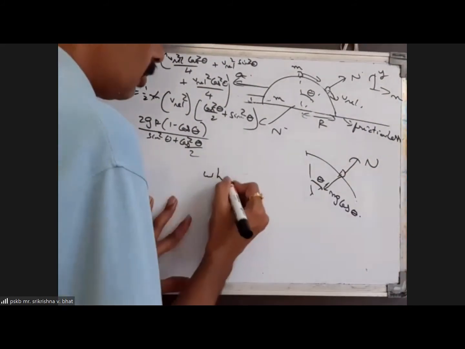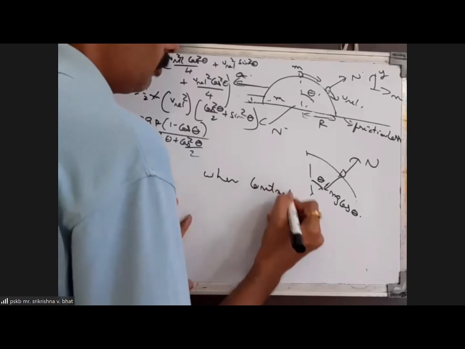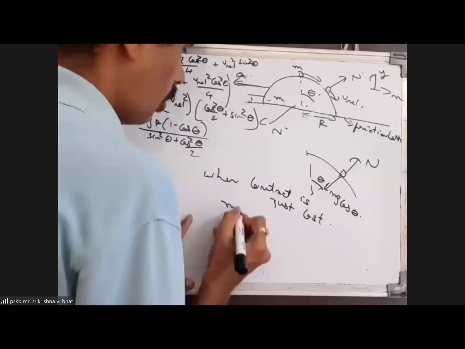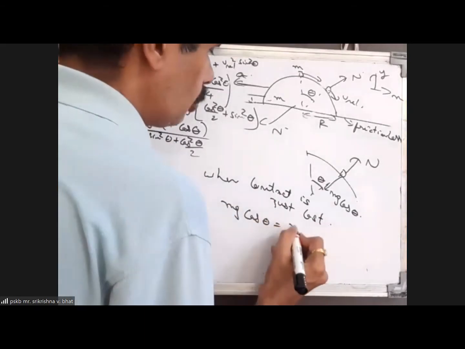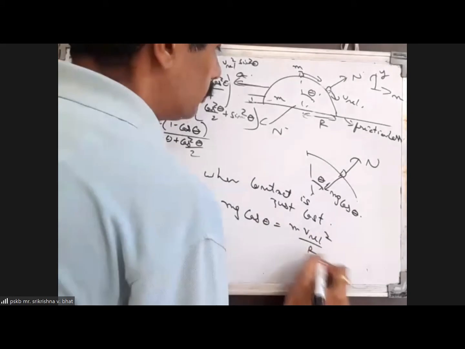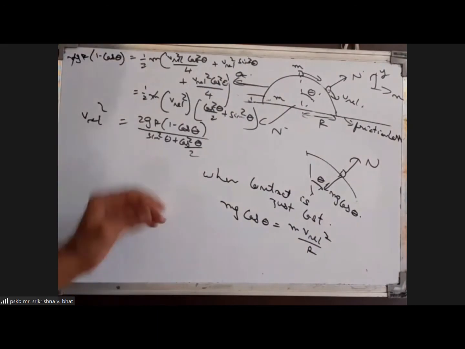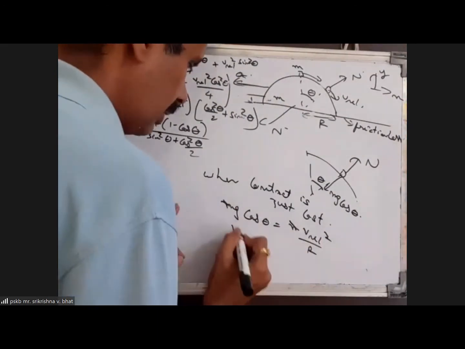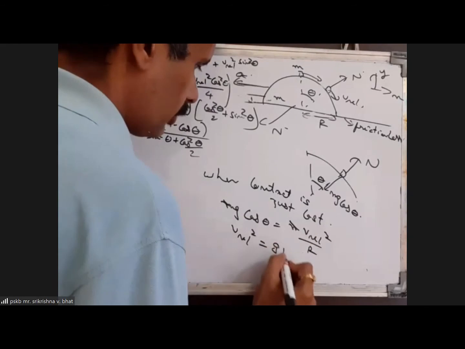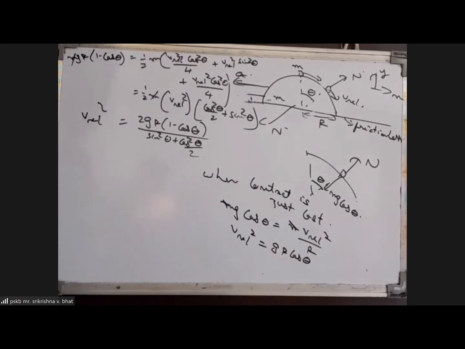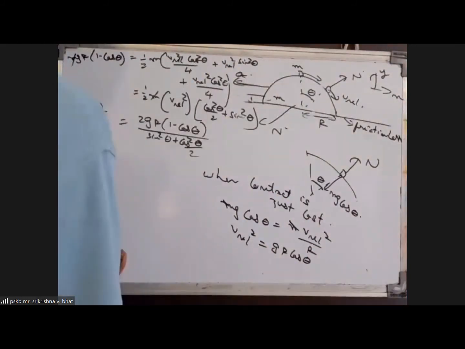Okay. So when contact is just lost, we can say that mg cos theta is equal to m into v relative square by R. Or we just get v relative square equal to gR cos theta. So this v relative square and the earlier v relative square can be equated. Okay, so we can equate the two v relative squares.